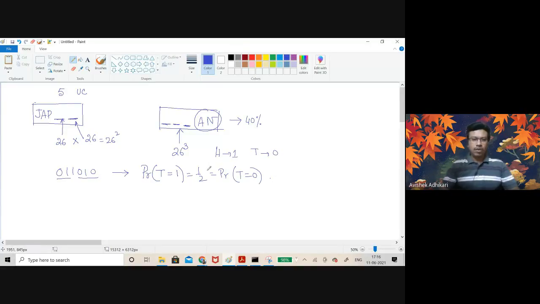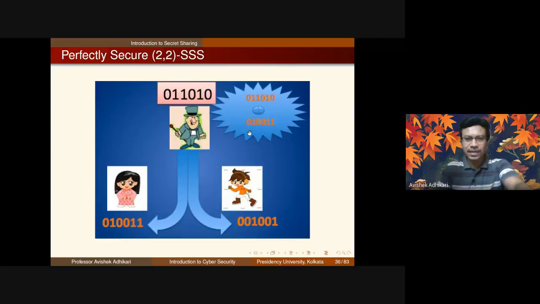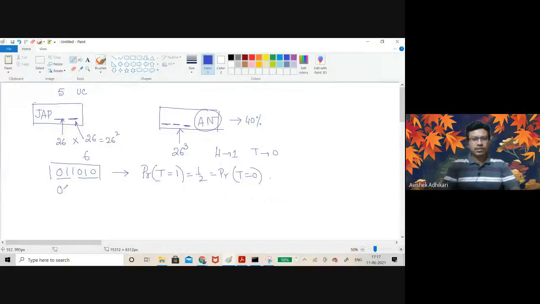What the dealer will do, since the length here is 6, the dealer will toss the coin 6 times. So he will get some sequence of zeros and ones, that means a sequence of heads and tails. Suppose he gets this sequence 0 1 0 0 1 1, that means tail head tail tail head head. So he gets this and then, by using this rule, he converts it into binary.